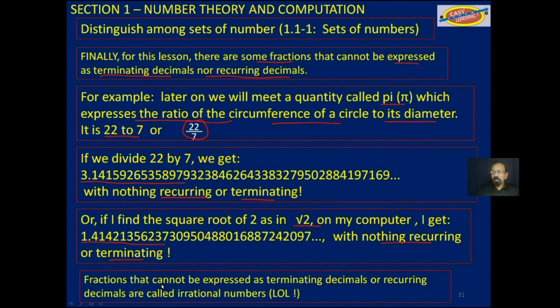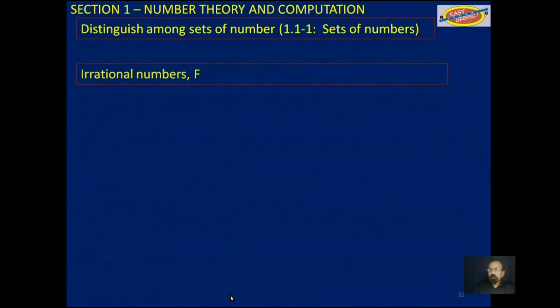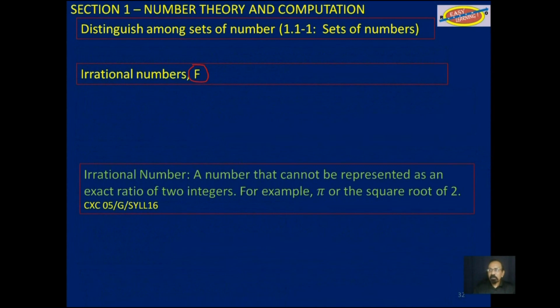Now, funny thing is that these numbers here, when you try to divide the numerator by the denominator, it does not terminate, nor does it recur. All such numbers are called irrational numbers. So at this point, irrational numbers are given the symbol F, and your syllabus defines irrational numbers as a number that cannot be represented as an exact ratio of 2 integers. And the examples your syllabus gives are pi and the square root of 2.